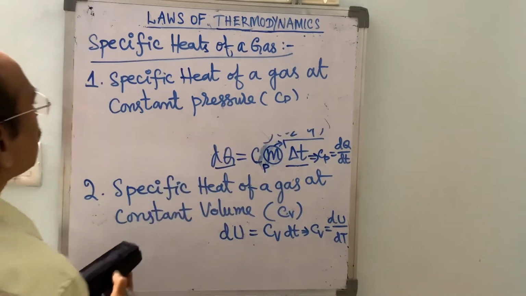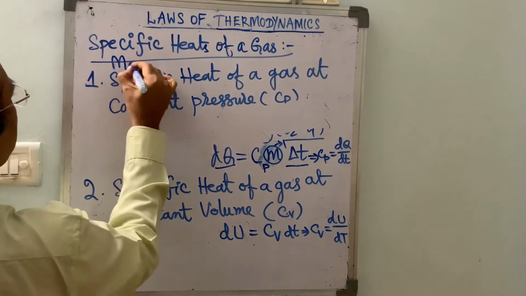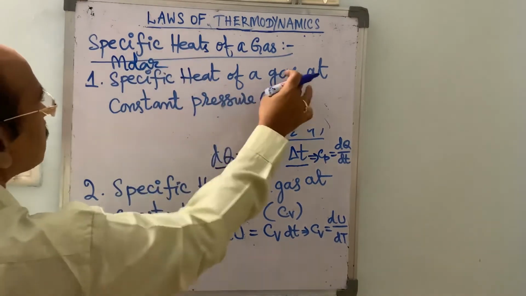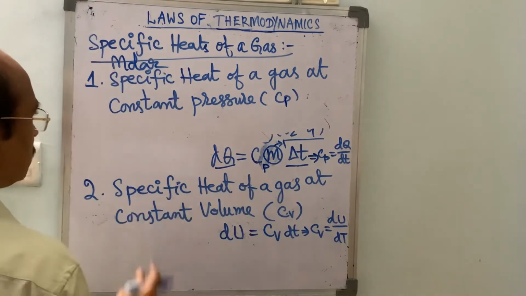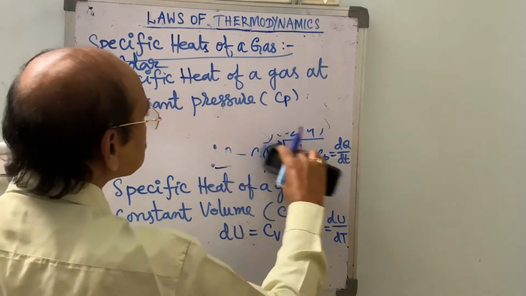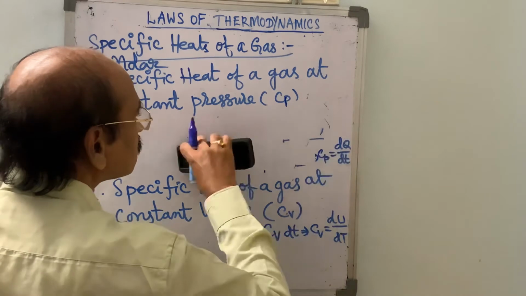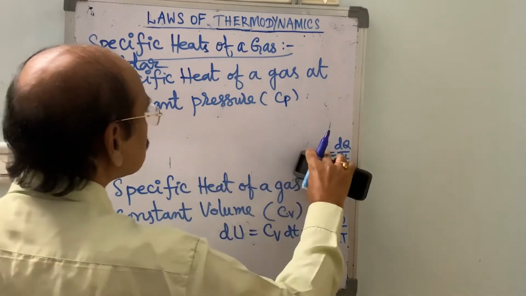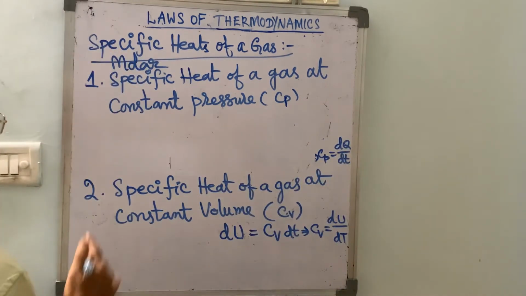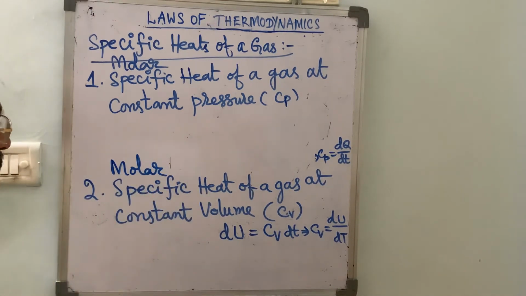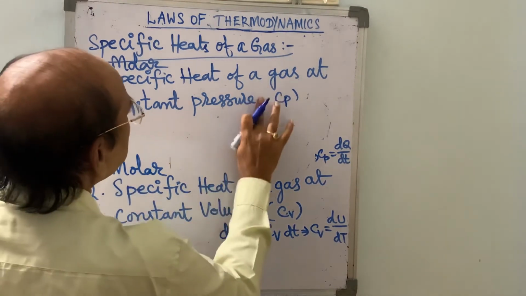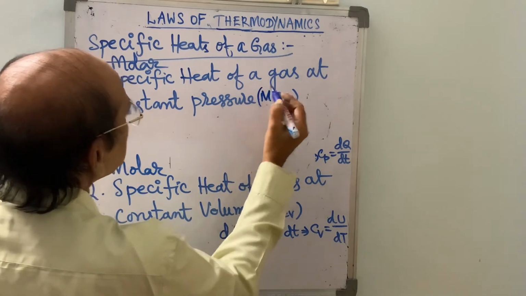Now we discuss molar specific heat. Molar specific heat of a gas at constant pressure, and the molar specific heat of a gas at constant volume. It is denoted by mCp.